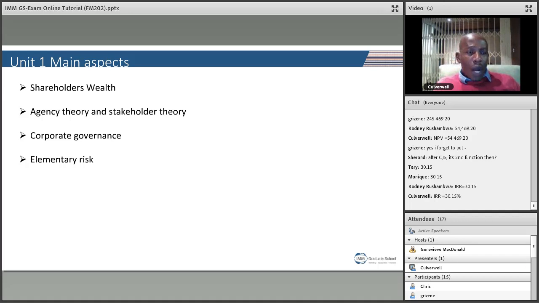On main aspects on Unit 1, you need to know what it is that we refer to as shareholders' wealth. It is the value of shareholders indicated on the market price of the shares and also on the dividends that a company is expecting to receive. Your agency theory and also your stakeholder theory. Agency theory talks around managers being agents of the owners of the business that are given a mandate to go and execute so as to make shareholders wealthier. Stakeholder theory now, it comes when one is implementing or when one is running an organization.